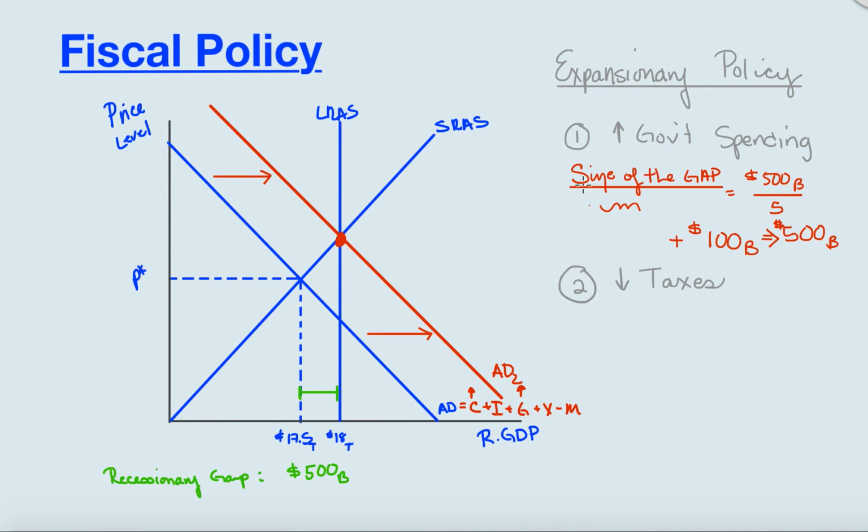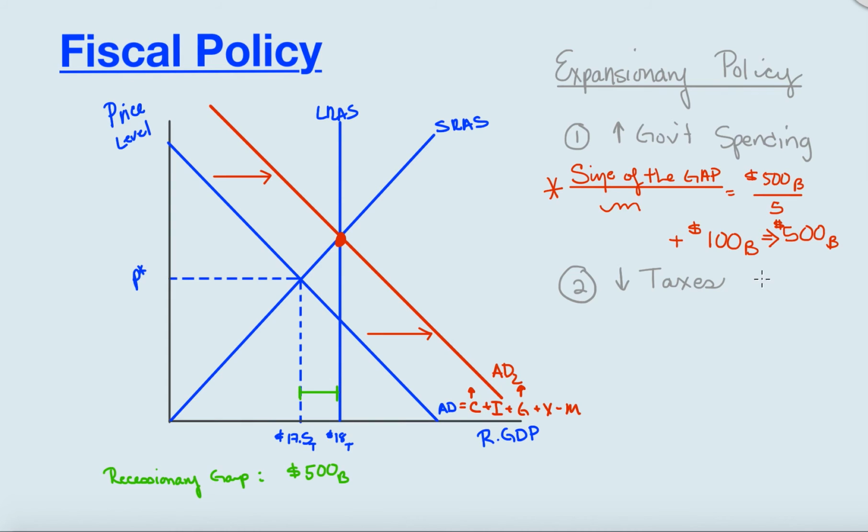So that's the formula that we want to use. In order to find out what we need to change aggregate demand by, we look at the size of the gap and then divide through by little m if we're using government spending. The tax multiplier is very similar to the government spending multiplier. However, the tax multiplier takes a little bit longer to work.